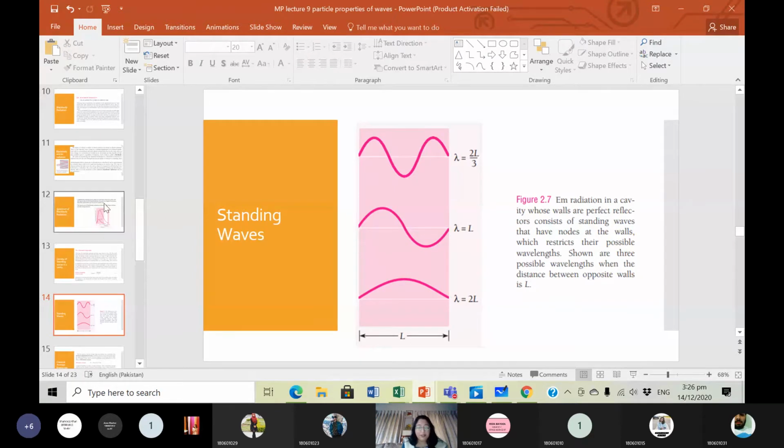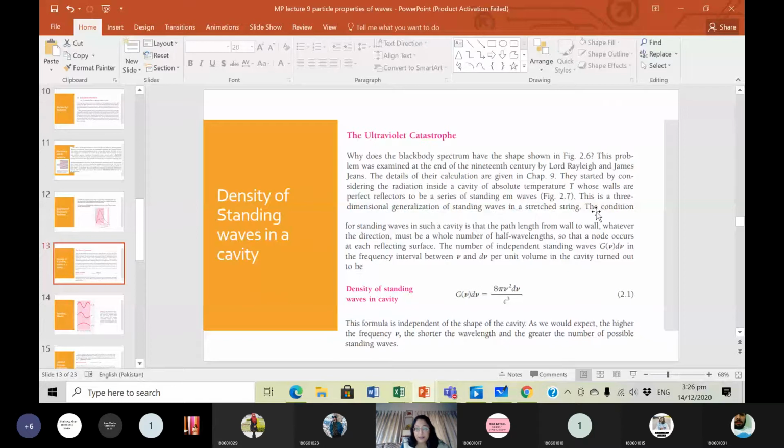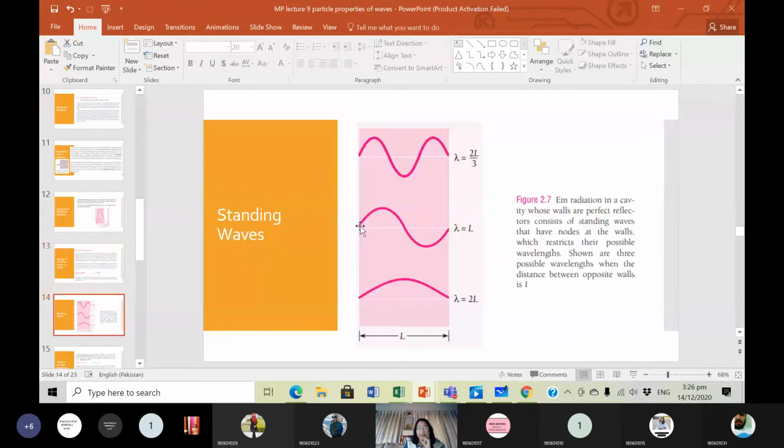So perfect reflectors. Now, why are we considering these standing waves? Basically, it is because these two scientists considered the radiation inside a cavity of absolute temperature T, whose walls are perfect reflectors. The radiation inside this cavity was basically a series of standing electromagnetic waves. The black body radiation inside a cavity is in the form of standing waves.